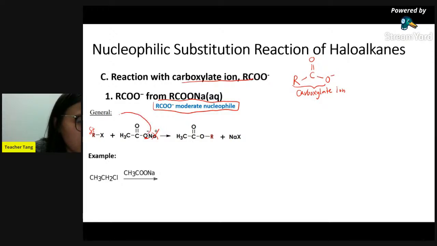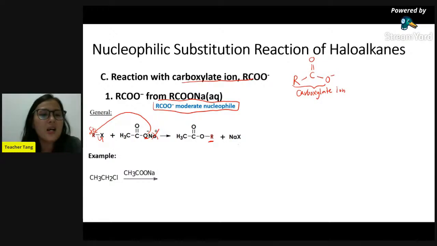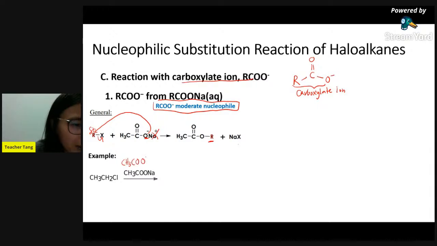And then it kicks out the halogen. So what you will get is, basically your R comes here. The halogen has already come out, combined with the sodium ion to give you sodium halide. So again, in your sodium carboxylate, your nucleophile is CH3COO minus. If you can't see, you can expand it, COO minus. And it will attack the carbon that is partially positively charged.